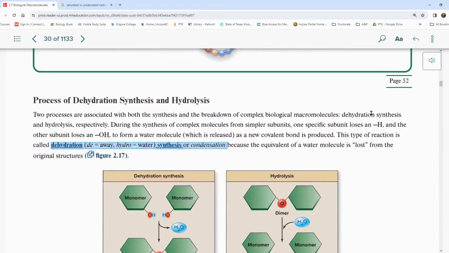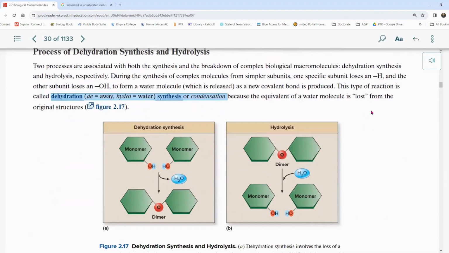So if we were to start putting some of these groups, carbon, hydrogen, or hydrocarbons together, we have to use some reactions. So you can have dehydration synthesis or hydrolysis. Dehydration is what it sounds like. When you dehydrate something, you take the water out of it, all right?